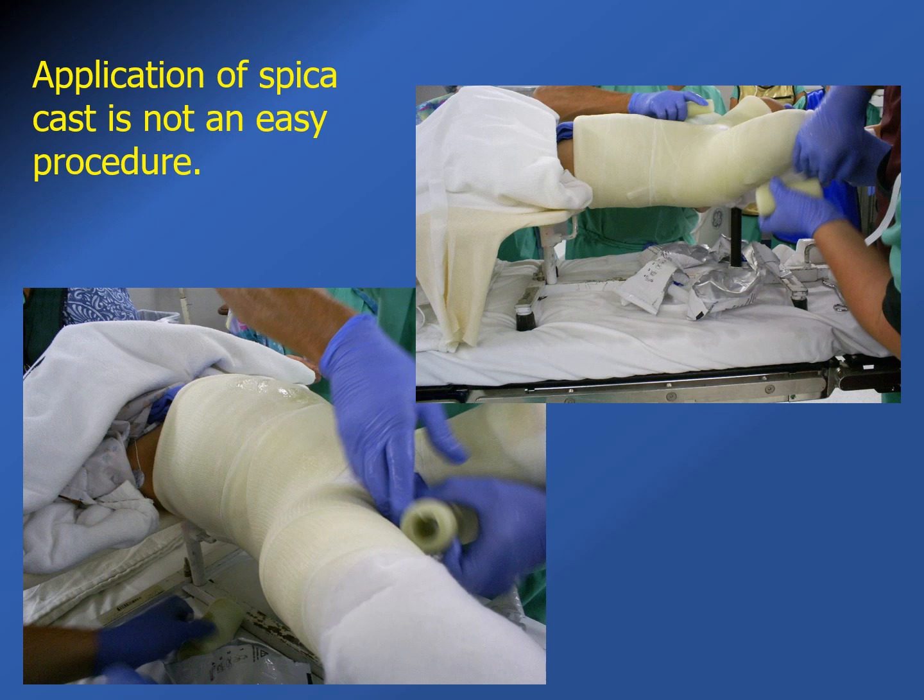Again, application of a spica cast is a technical procedure, and it requires lots of expertise and lots of help. It's usually the treatment of choice for children from 6 months to 4 years.